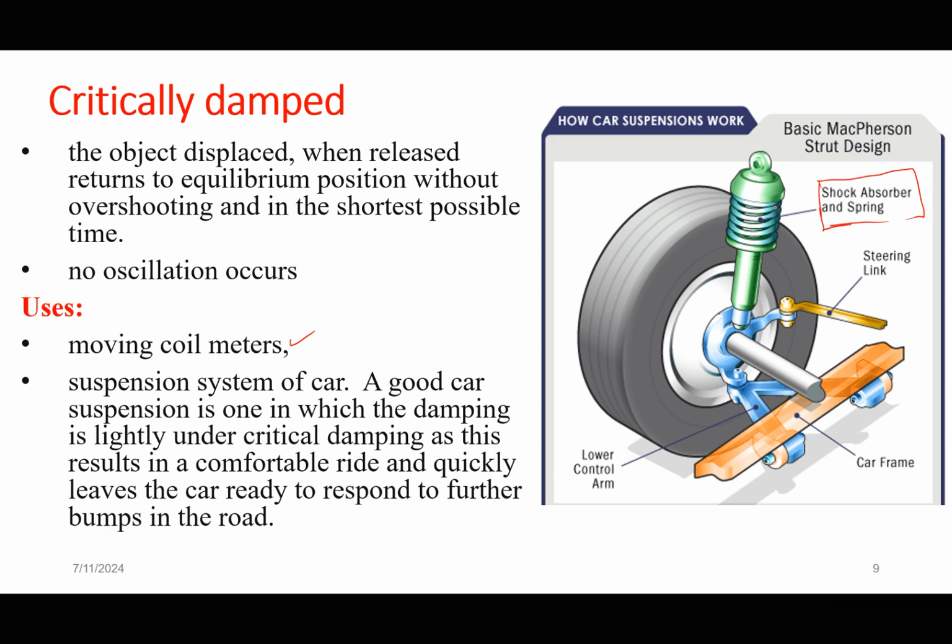When the car runs over a bump, it immediately goes back to equilibrium position. The amplitude of oscillation immediately goes back to zero without oscillation, so that in case there is another bump ahead, the car can be stable and doesn't lose stability. So suspension systems of cars, which we call shock absorbers, have been damped. Some of them are heavily damped, others are critically damped. Moving coil instruments use critical damping. I've said moving coil instruments include the voltmeters and ammeters, those are the analog instruments.